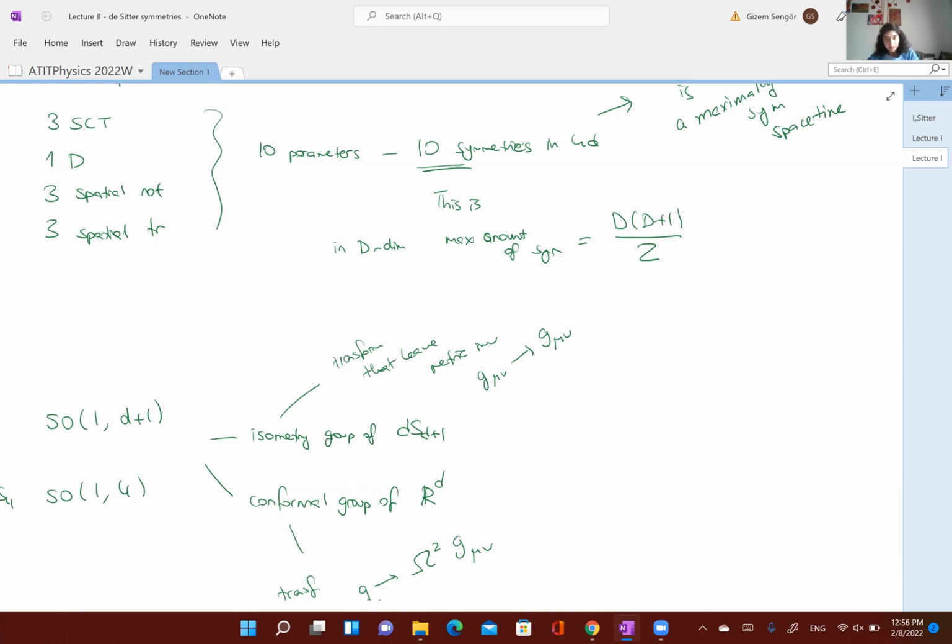So this is a good place to stop, but mainly what we did today was to look at what the symmetries are for de Sitter. And tomorrow we will talk about building their representations.